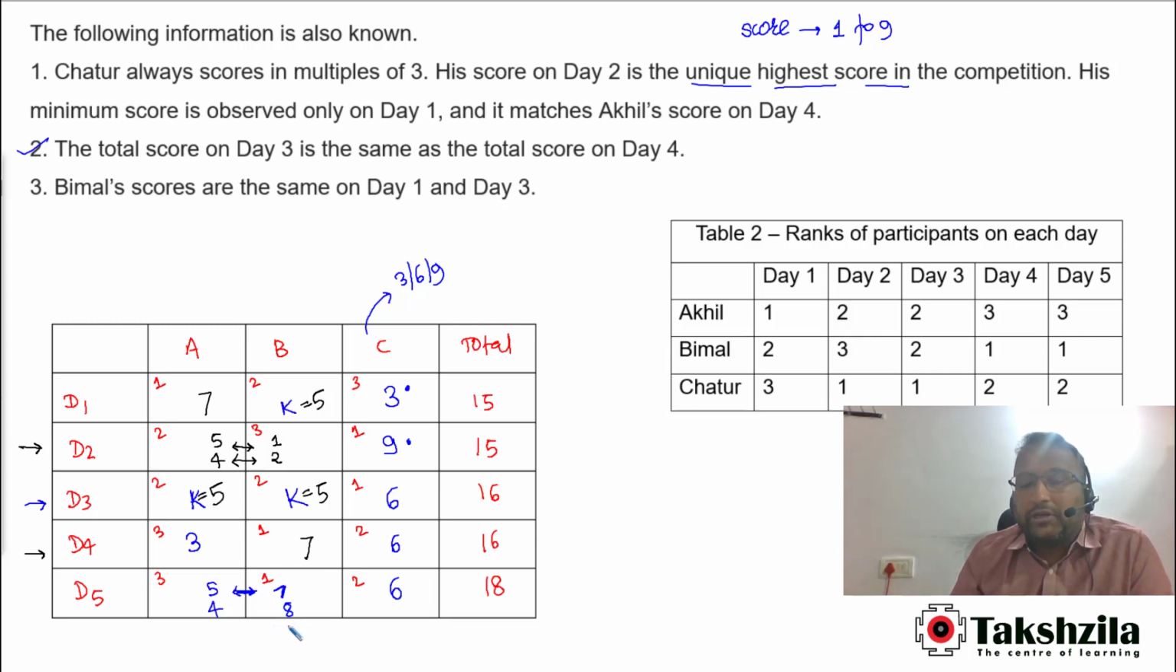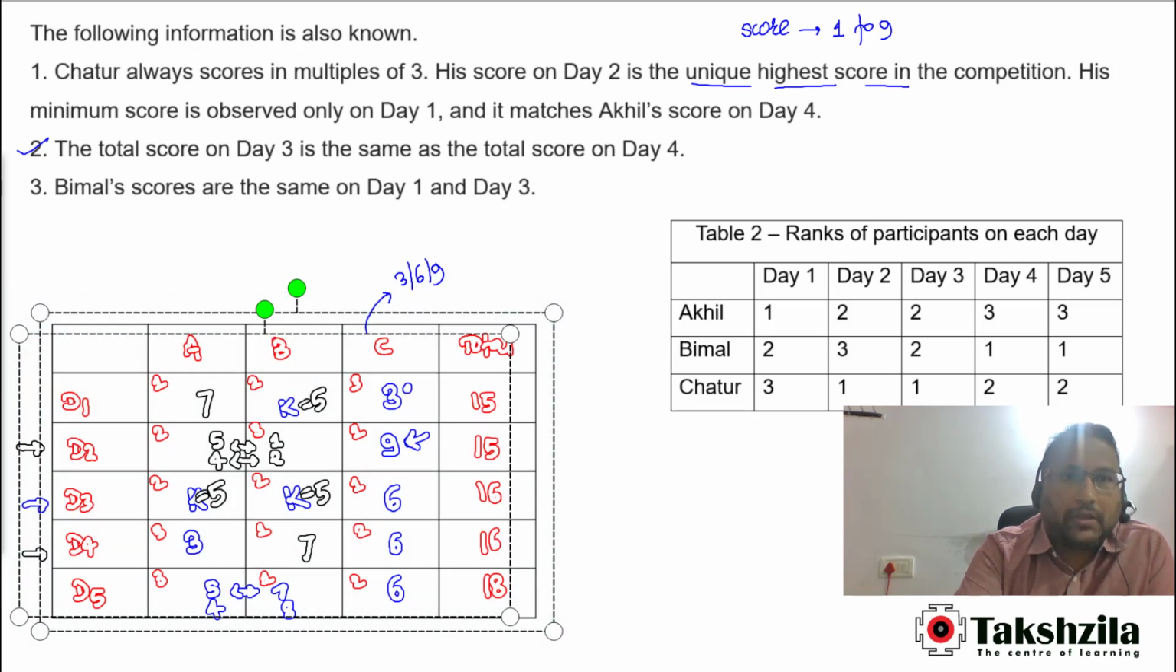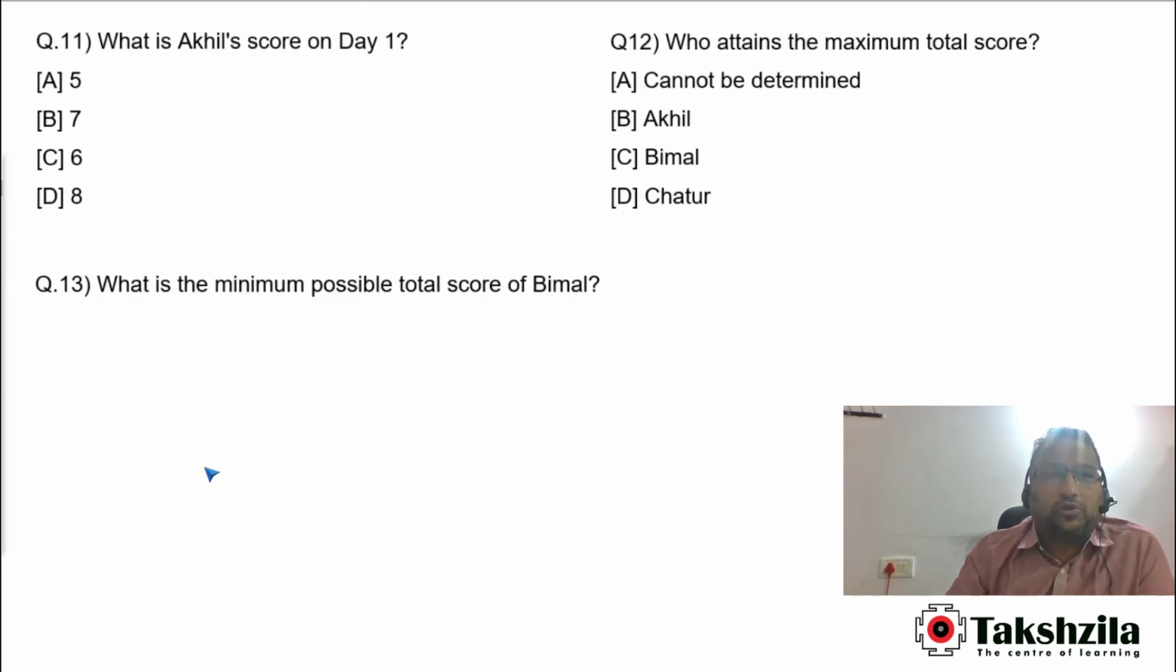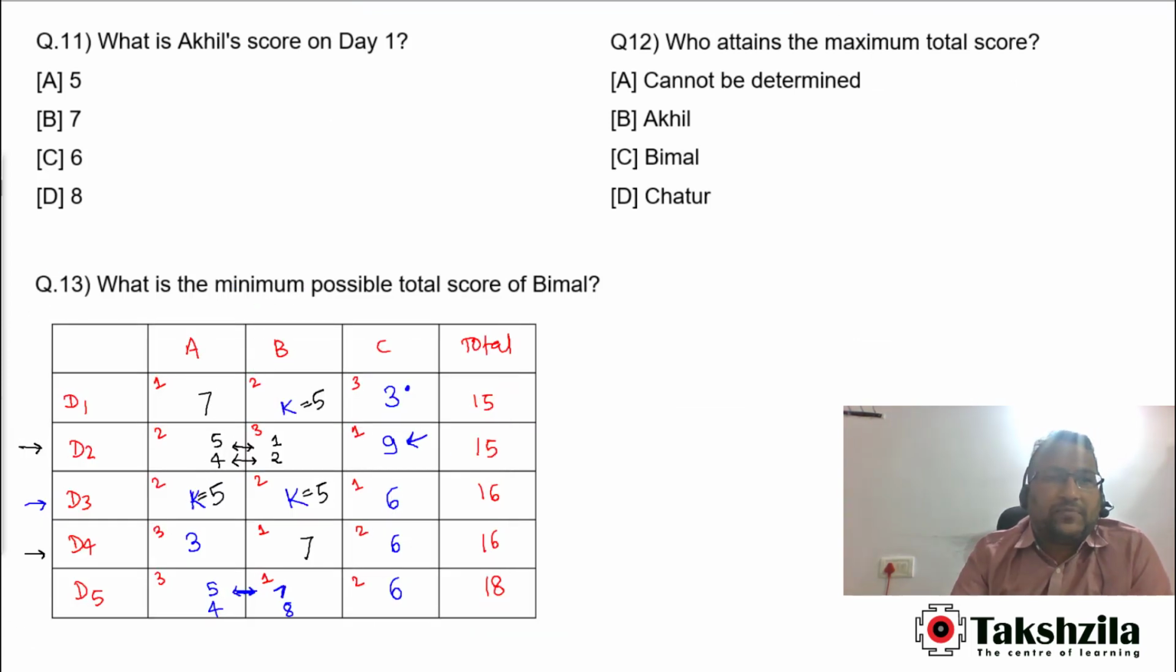Can I put 9 over here? No. 9 appears only once. 9 is the unique score which already came over here. So this is how we can fill this table. Now let's start solving the questions. Let's have a look at it. Over here, the first question is, what is the score of Akhil on day 1? The answer of this question is 7.